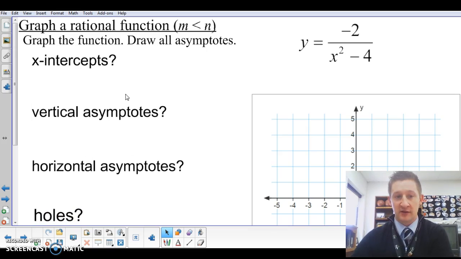Okay. For the x-intercepts, we're going to look at the numerator. What makes the numerator equal 0? Well, nothing. It's a constant. So as far as x-intercepts are concerned, we've got none.